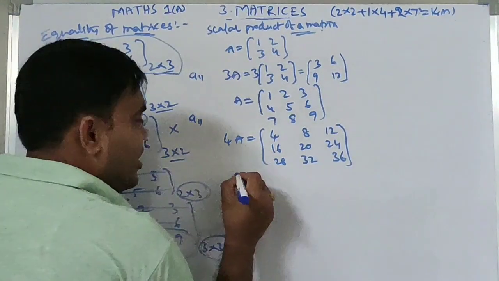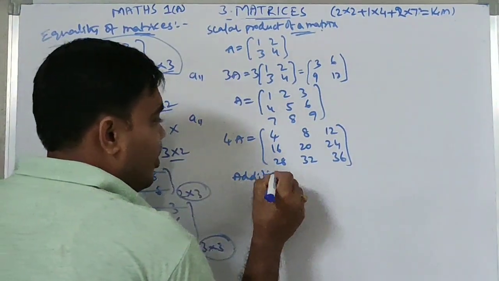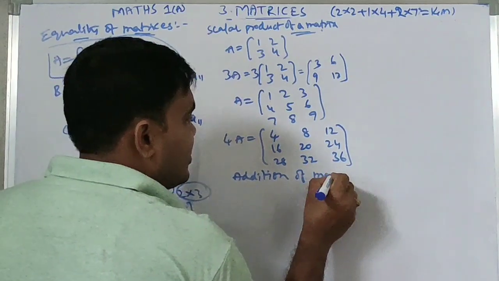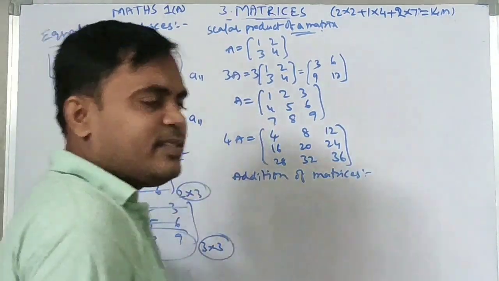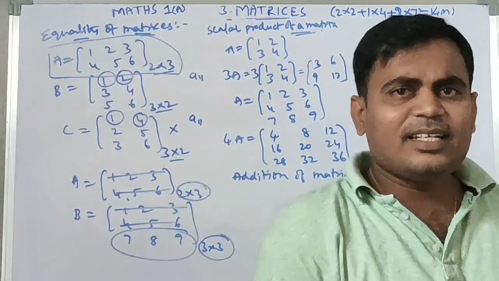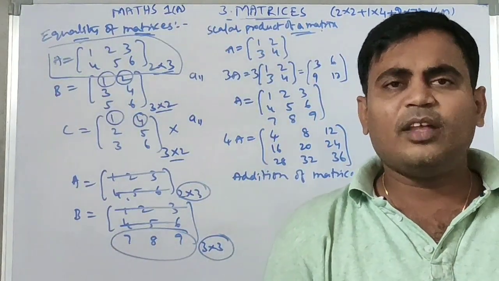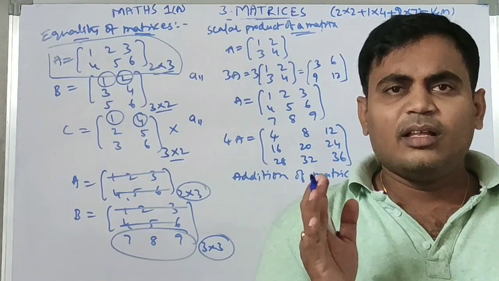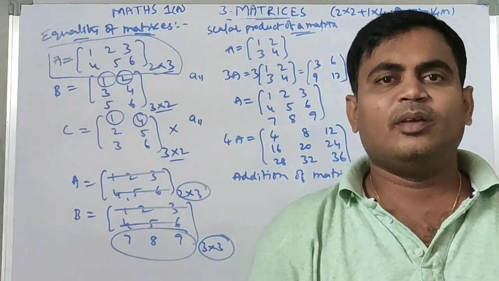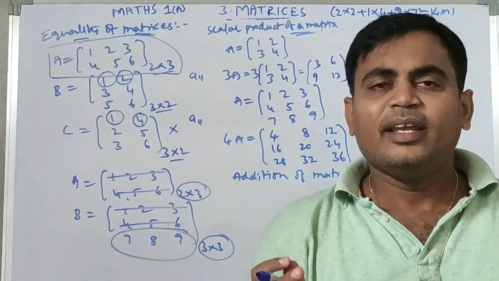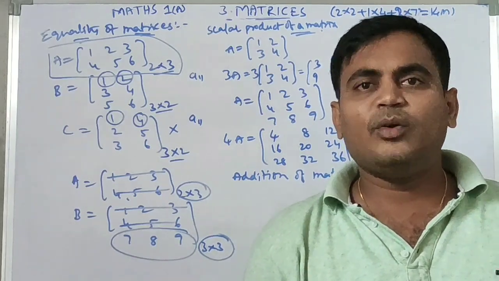Next, addition of matrices. The addition of two or more matrices is possible when the orders of those two or three matrices are the same. If the orders are different, it is not possible to add any two matrices.